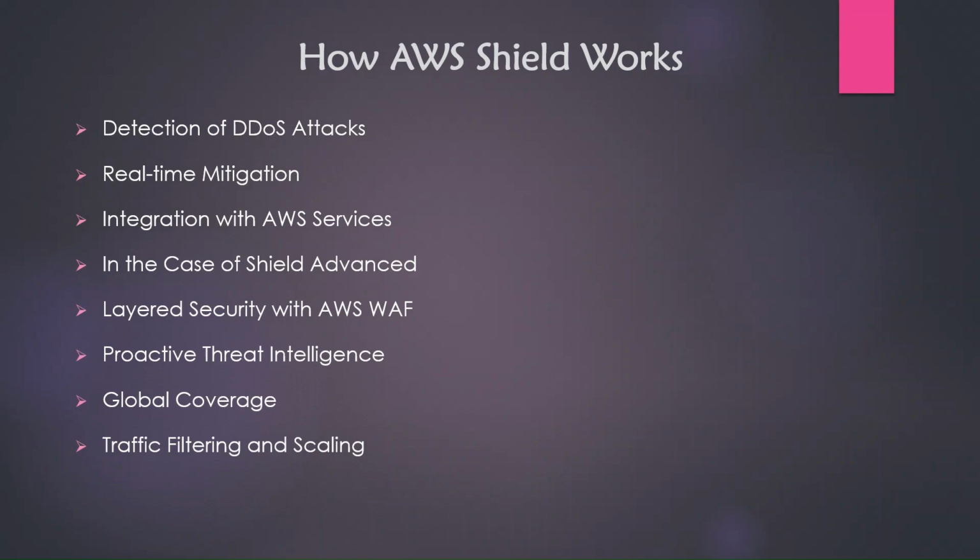Traffic filtering and scaling. Shield traffic filtering can handle both small-scale and large-scale DDoS attacks. If the attack becomes too large, the system can automatically scale to absorb the traffic, keeping your application running smoothly under the attack. Overall, in summary, AWS Shield works by continuously monitoring traffic, detecting DDoS attacks, and mitigating them in real time using a combination of automation, traffic filtering, global infrastructure, and expert support.